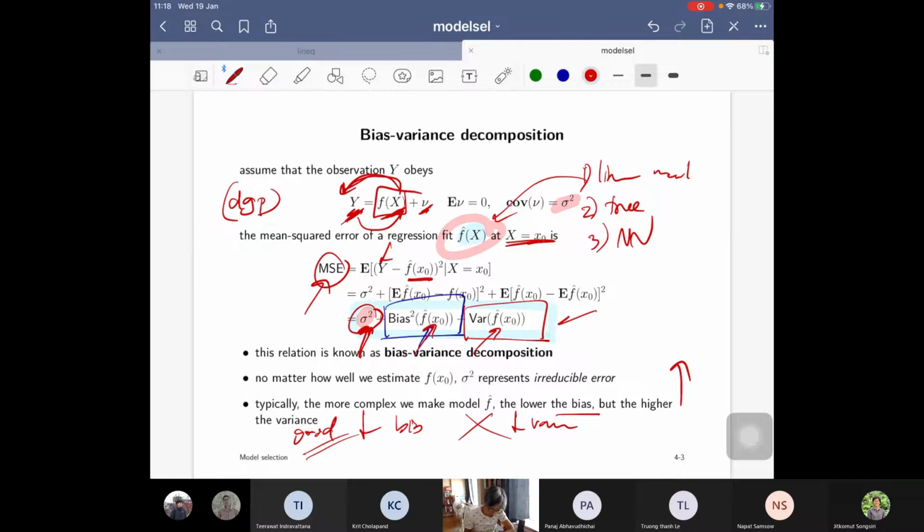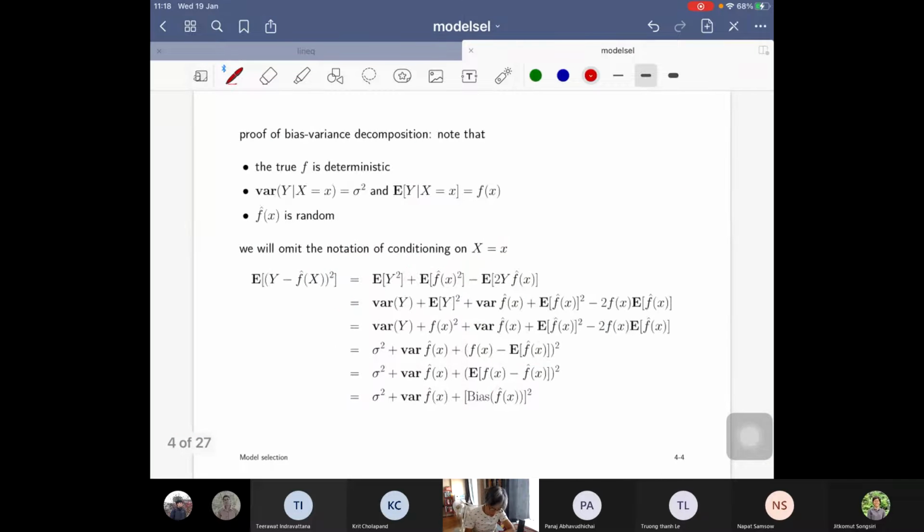In order to show this, there's a proof here. I suggest you read this proof. That's not difficult. It's just basic derivation involving random variables.